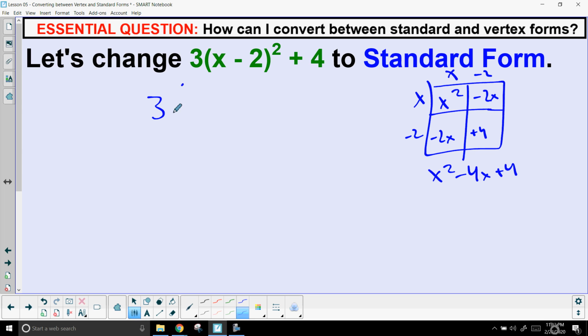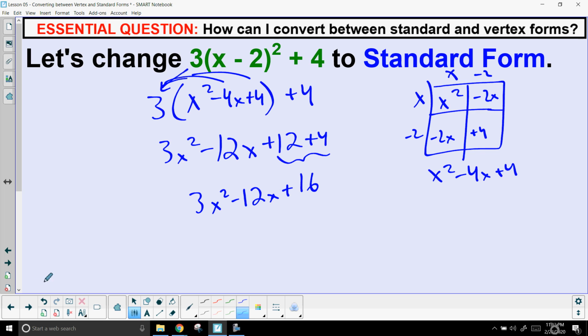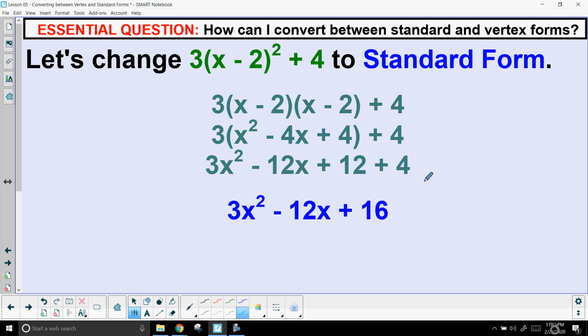So 3, this 3, times x squared minus 4x plus 4. And this plus 4 is brought down. Distribute the 3, so 3x squared minus 12x plus 12 plus 4, and we get, combine like terms, plus 16. Let's see if I'm right. Boom! Nailed it.